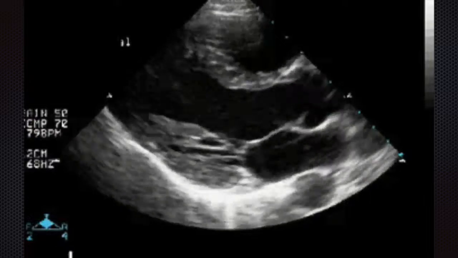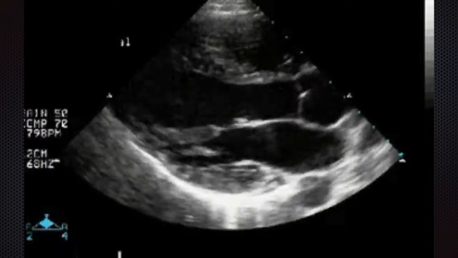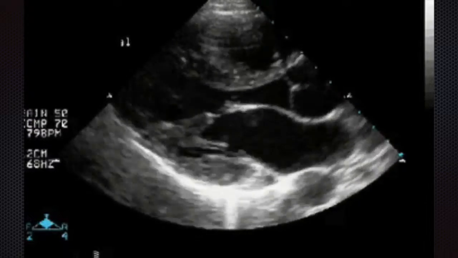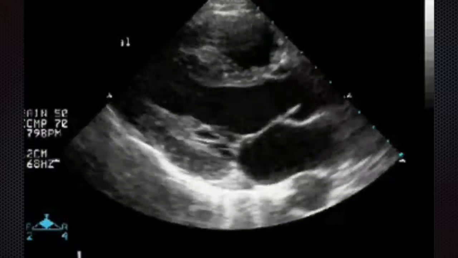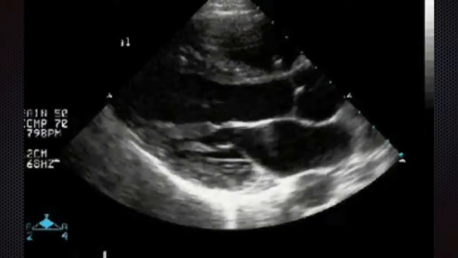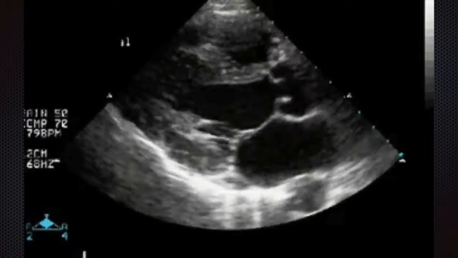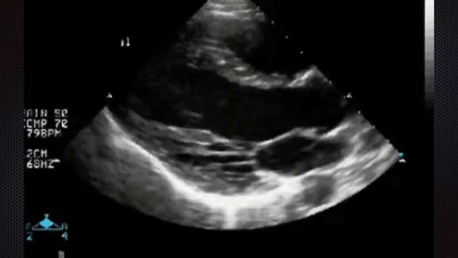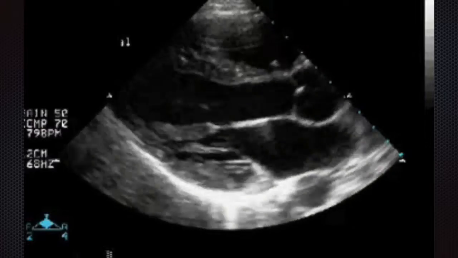Okay, let's just look at those images again, but instead of looking at the structures, we'll just look at the way the heart actually moves. So you get an appreciation of the normal function of the heart during the cardiac cycle. So back to the parasternal long axis, I want you to really concentrate on the left ventricle here. I want you to look at how it moves during its contraction phase or systolic phase.